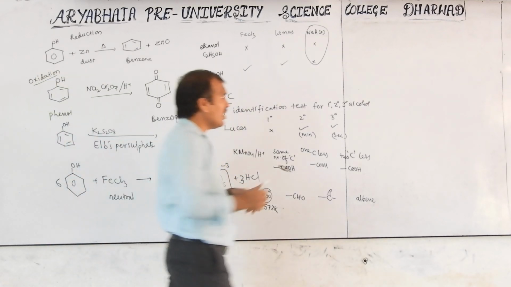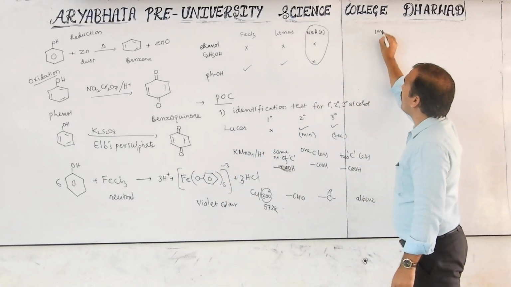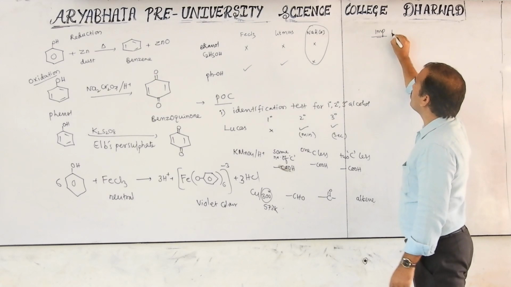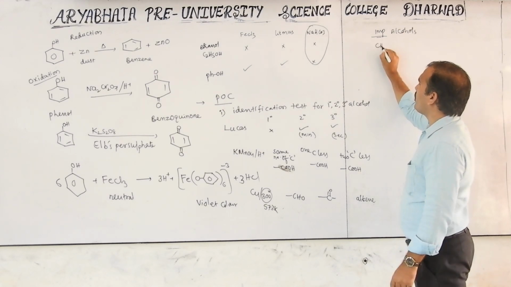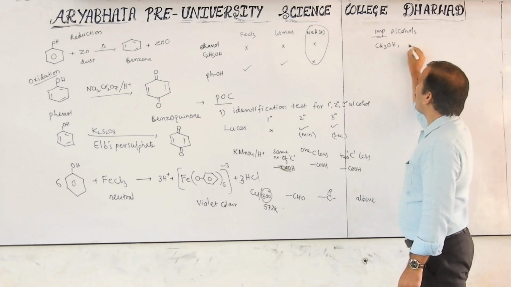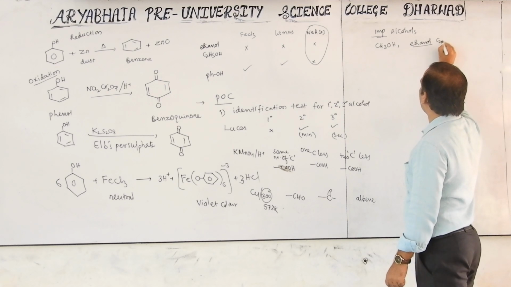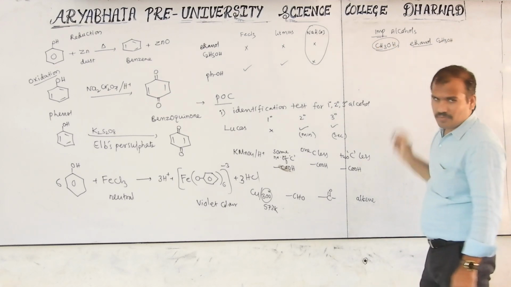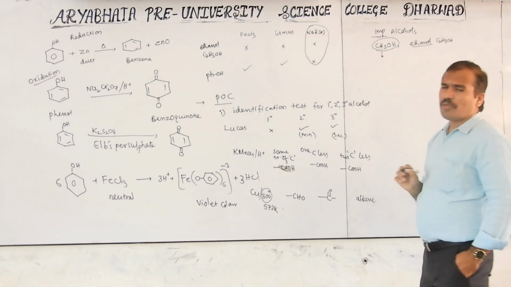Next, preparation of some important alcohols. What are they? One is methanol, another is ethanol, whose formula is C2H5OH. So I will discuss methanol first. How to prepare this methanol?